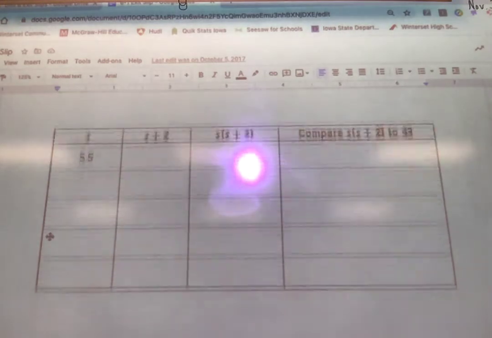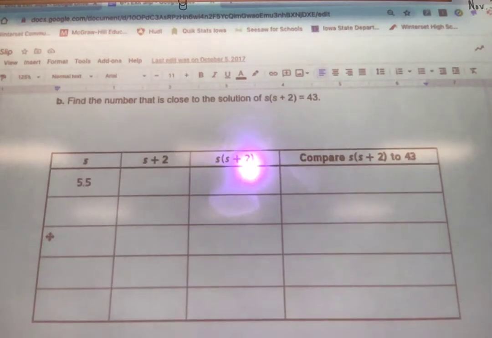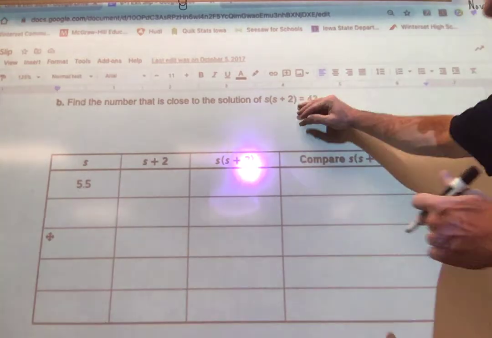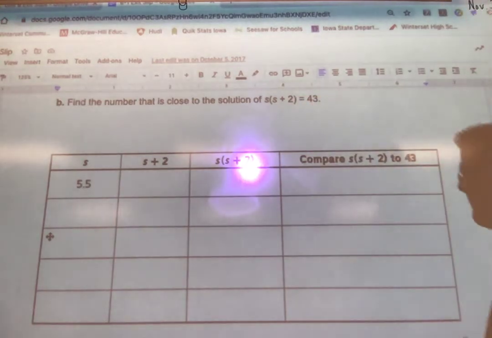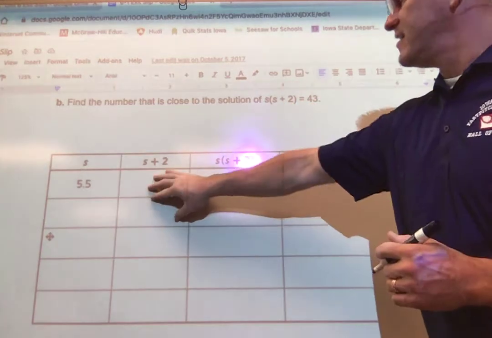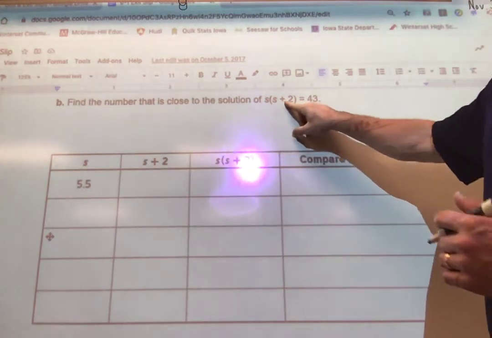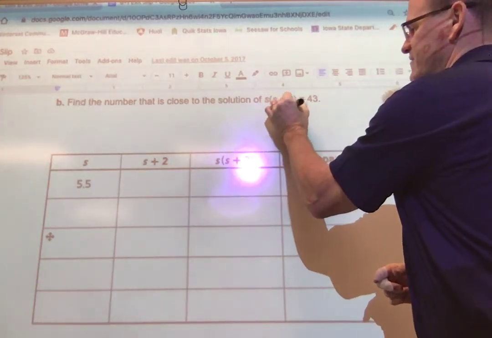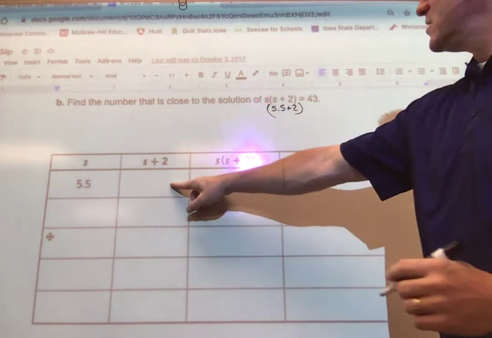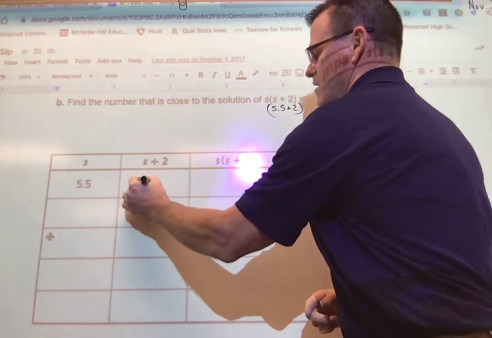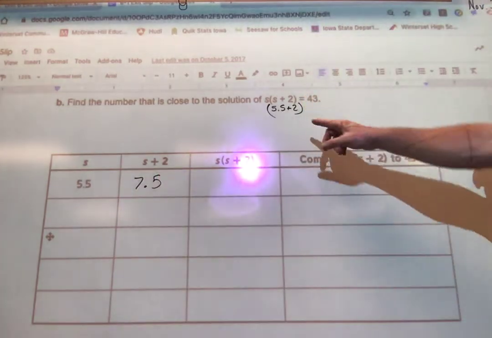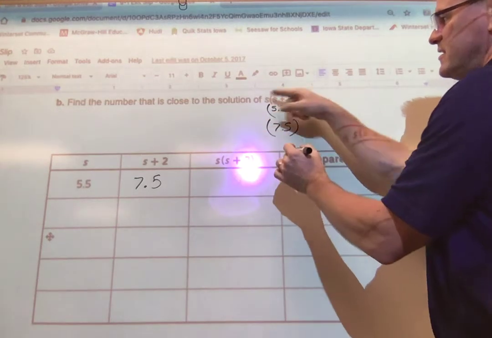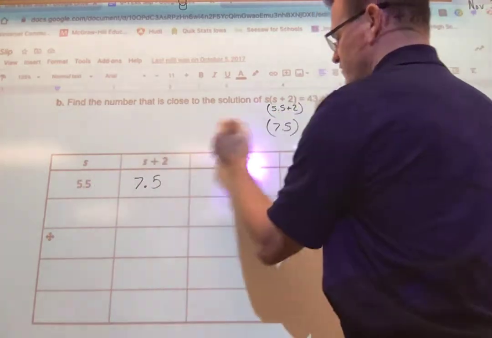So if we scroll down here to the chart, we want to find a number that is close to what s should be. So if I plug in, first of all, we know in our chart here, helps keep us organized, we have to do s plus 2 first. So if s is 5.5, I'd plug a 5.5 in here. It'd be 5.5 plus 2. So that would get me 7.5. And then my job would then be to take 7.5, which was s plus 2. Now take that times s, which was 5.5.